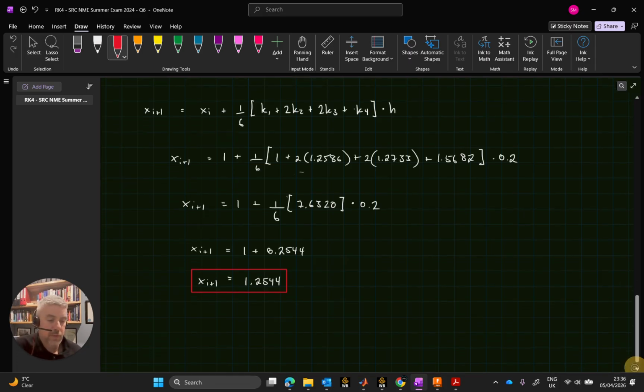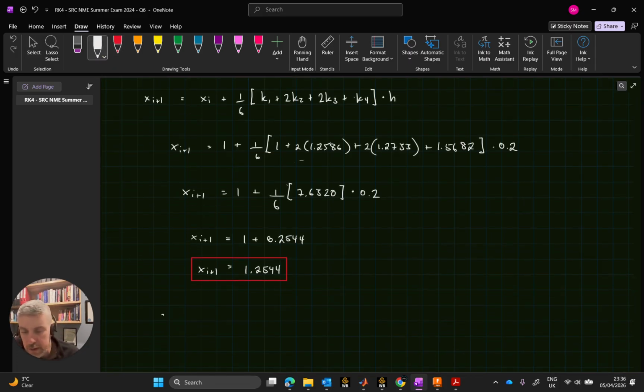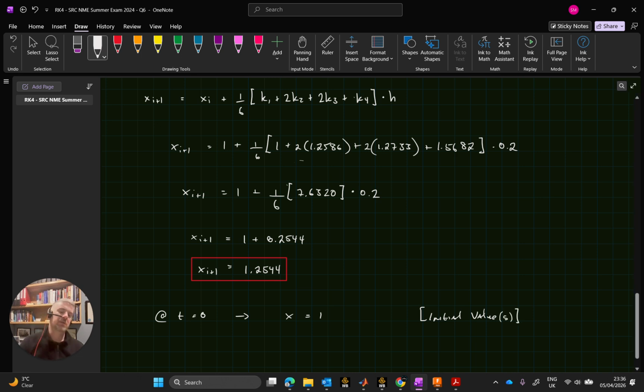So to formalize that, I had at t is equal to 0, x was equal to 1. This was my initial value, write it out, initial value. Put in values, t can be considered initial, possibly. Right? And then I calculated at t is equal to 0.2, which is equal to time plus the time step, x is equal to 1.2544.